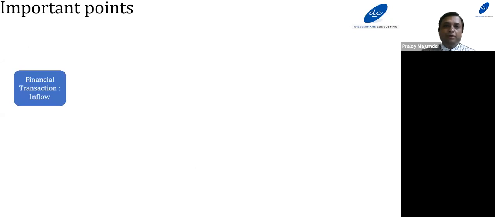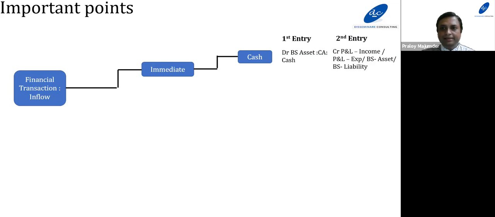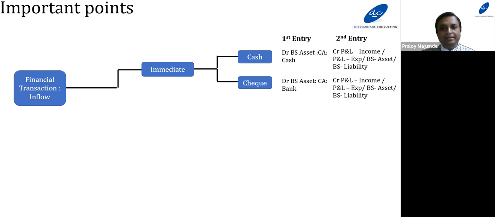So what are the important points we have learned in this lesson? A financial transaction, if it involves inflow and immediate, and cash, then the first entry will be debit balance sheet, asset, current assets, cash. Second entry can be P&L income, P&L expenses, balance sheet assets or balance sheet liability, depending on the reason. Similarly, if it is immediate in the form of a check, first entry would be the debit, balance sheet, asset, current assets, bank. Second entry would be the credit, P&L income, P&L expenses, balance sheet assets, balance sheet liability.